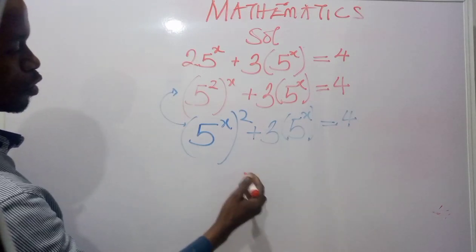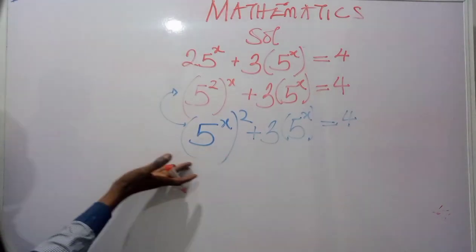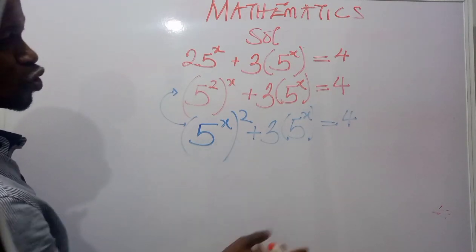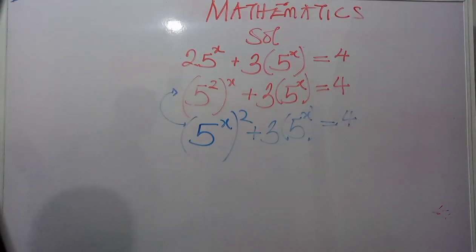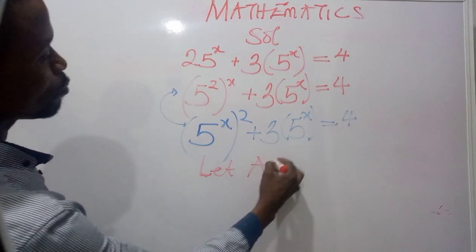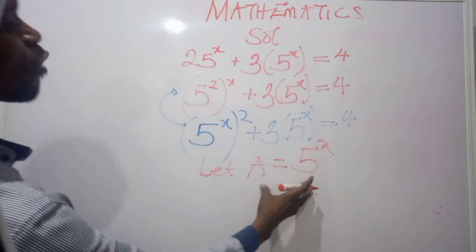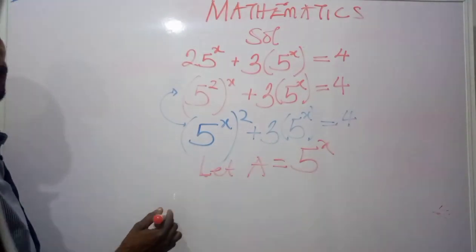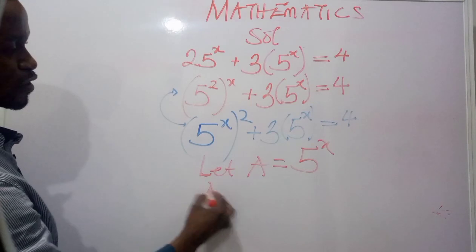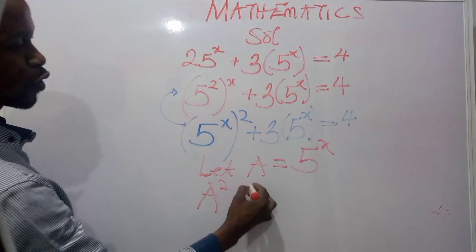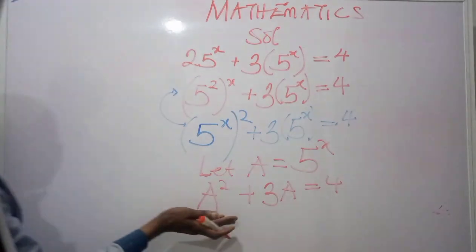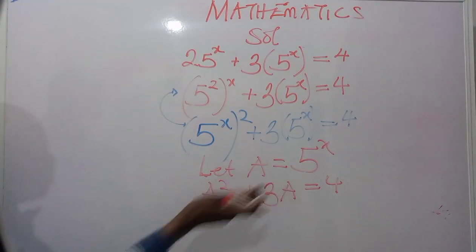So we can make an assumption. From here you can see this is a quadratic expression already, because it follows the form ax squared plus bx plus c equal to 0, which is the general expression for a quadratic equation. So we can make an assumption: let a be equal to 5 raised to power x. Why are we doing this? So that we can easily simplify this equation. In place of 5 raised to power x, we'll be substituting a. So this becomes a raised to power 2, plus 3a is equal to 4. This now becomes our new equation.